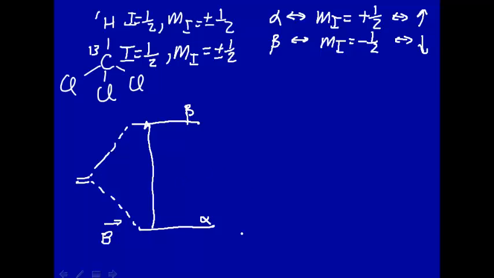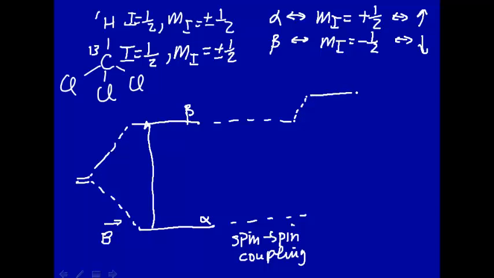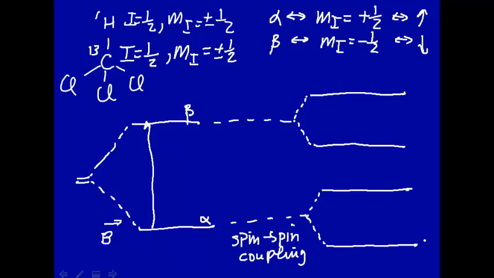Okay, now what we're going to do is turn on spin-spin coupling, and what's going to happen? Well, the nucleus, the proton here, will sense two different values of m sub I of the carbon-13, alpha and beta. Those two different values will split each energy level of the alpha and beta spin of the H nucleus. Now let's make a column here for the protons, and here a column for the 13C nucleus.